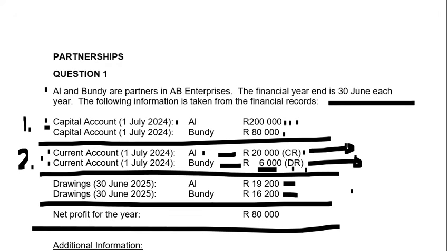At the end of the year, these two partners had drawn these two amounts respectively. Al had withdrawn 19,200 and Bundy had withdrawn 16,200, and the net profit for the year, which needs to be split amongst these two partners, is 80,000. So that's the information that has been given with regard to the partners' general ledger accounts and the net profit.